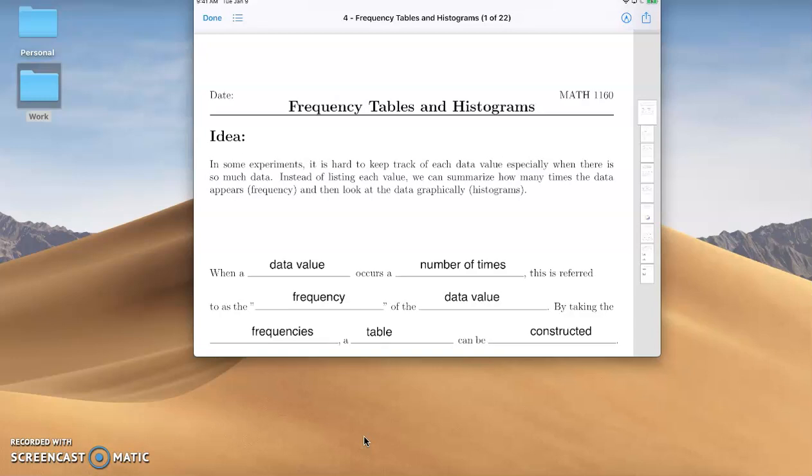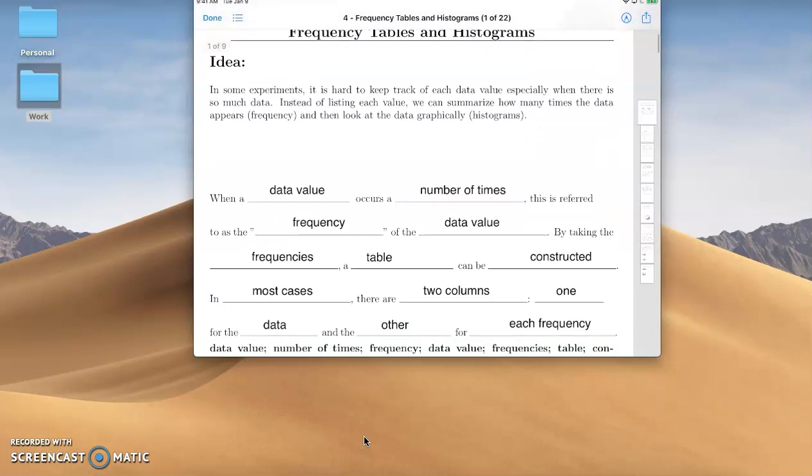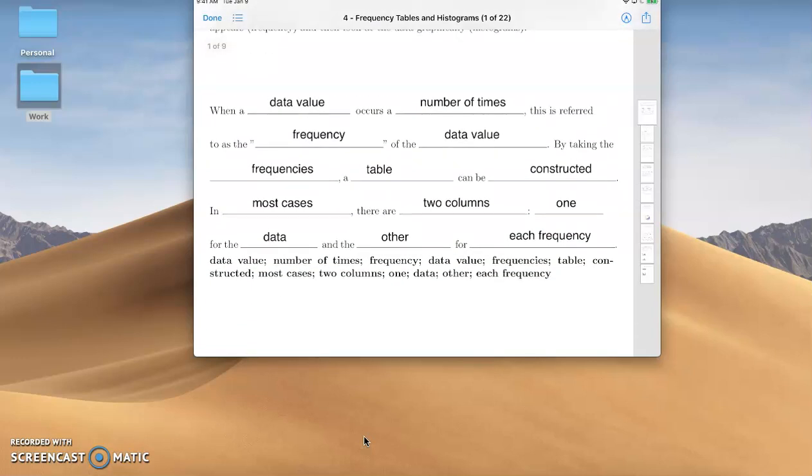In some experiments, it is hard to keep track of each data value, especially when there is so much data. Instead of listing each value, we can summarize how many times the data appears, frequency, and then look at the data graphically, histograms. So when a data value occurs a number of times, this is referred to as the frequency of the data value. By taking the frequencies, a table can be constructed.